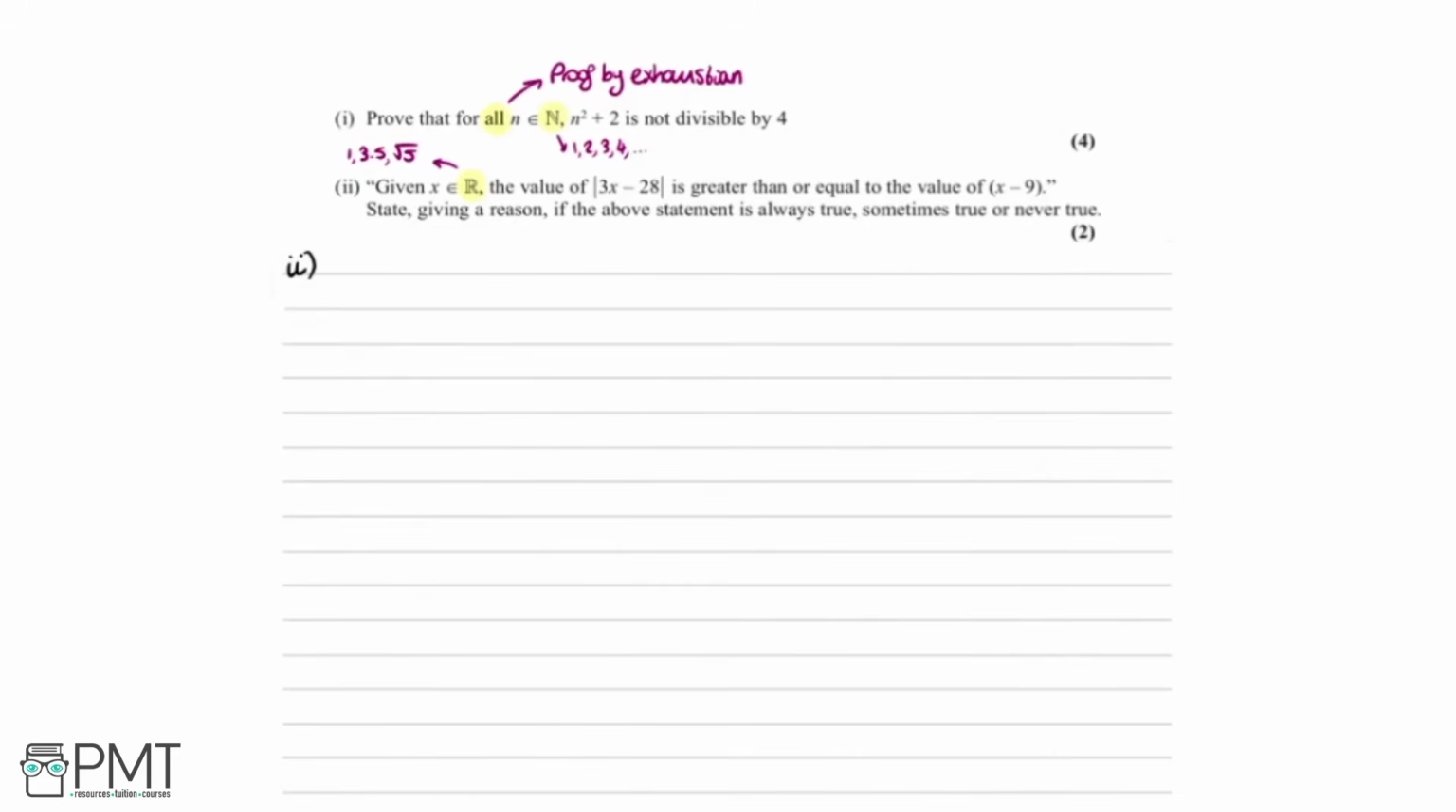Now essentially what the statement is saying is that the modulus of 3x minus 28 is greater than or equal to the value of x minus 9. And we need to state whether this statement is always true, sometimes true, or never true. Now there are a few different approaches we could take to this, but I think a graphical approach will work really well.